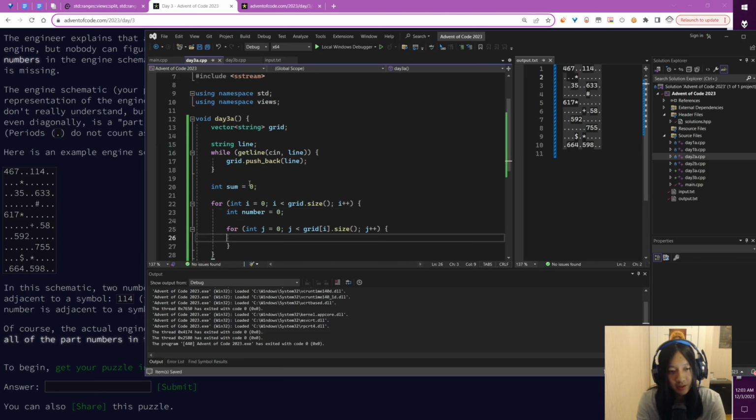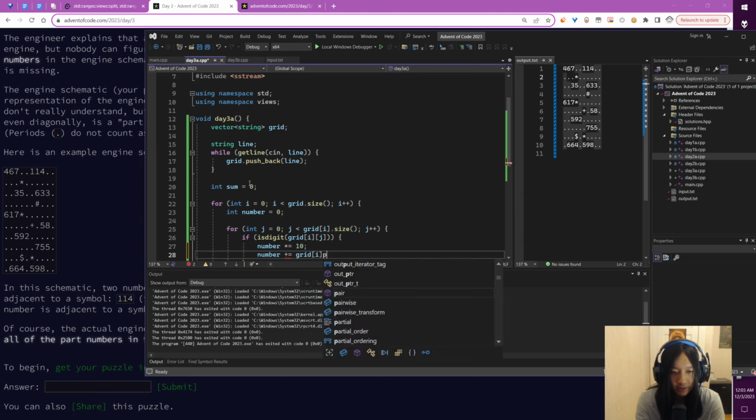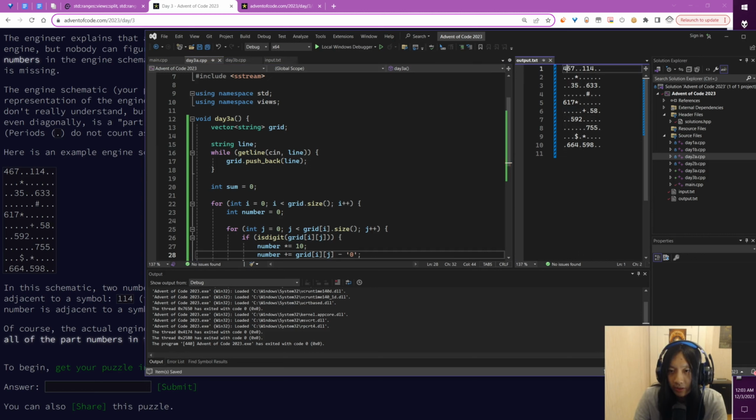Say we have a number that starts at 0. If the current character we have is a digit, we'll multiply the number by 10 and add the number that we just found, converted from ASCII to an actual digit. So if we start with 4, 40 plus 6 is 46, 460 plus 7 is 467.